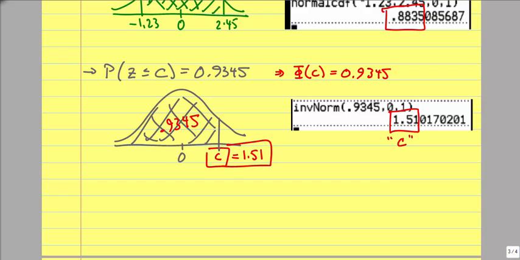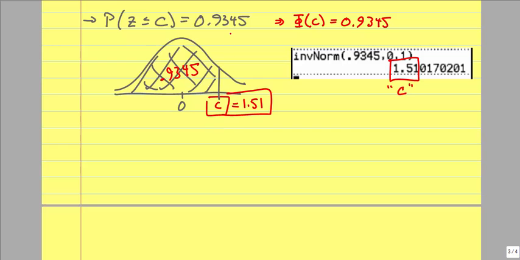Now you have to be careful when you're working with these. You have to be able to look at this and decide where the value of c goes. I can see that I'm above the mean here because I'm to the right, because 0.9345 is quite a large number. Total area underneath the curve is 1. So that should help me find that value by knowing some of those characteristics of the curve. Let's go ahead and look at another example.